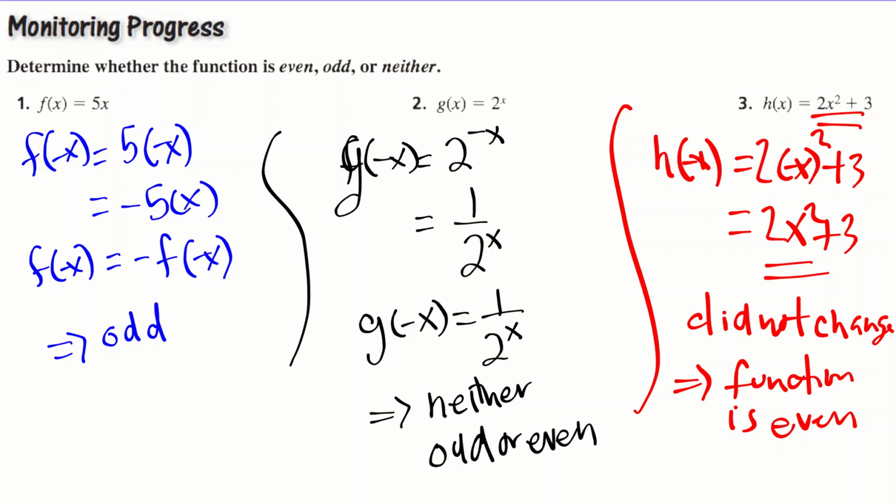And a quick little recap here. Remember what it means to be odd. This means that we need 2 reflections to get back to the original image. This one we can't; the second one we cannot get back after any reflections. And if we take a look at this one, this is even. This will take 1 reflection across the y-axis in order for it to look like the original function.